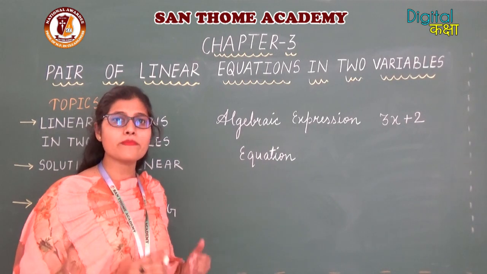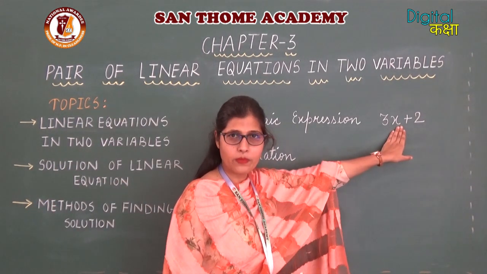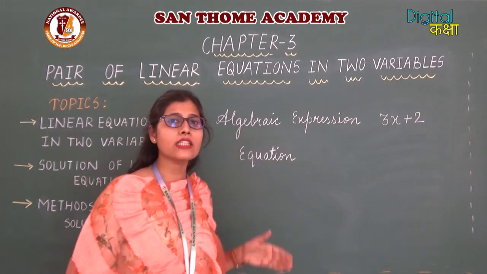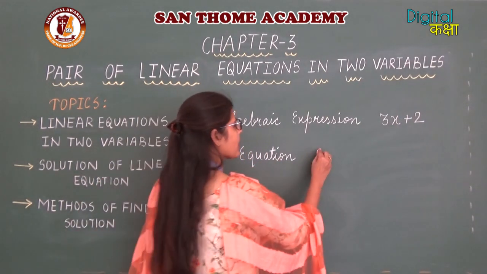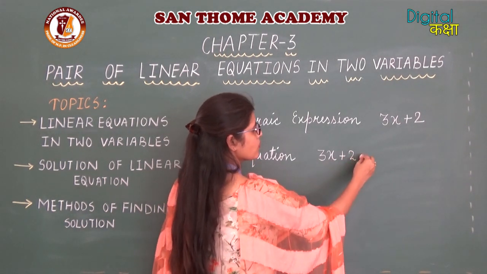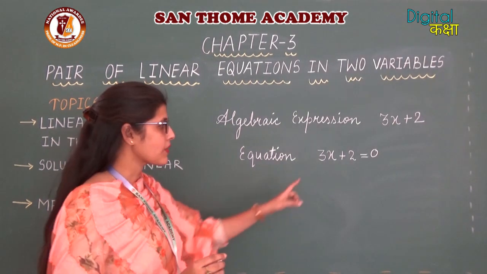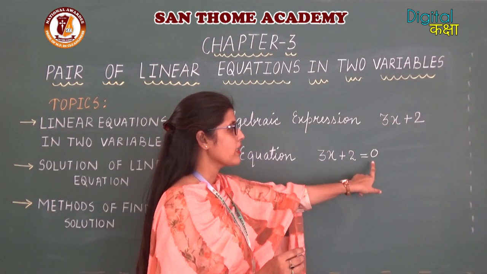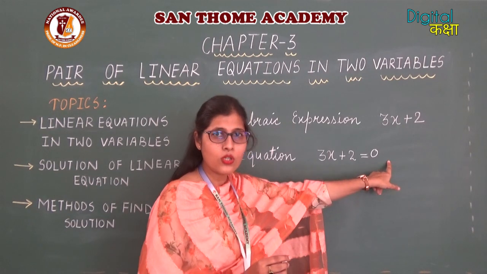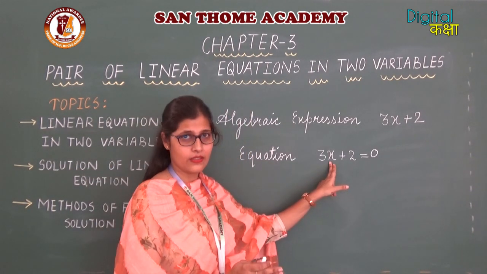Algebraic expressions become an equation. So let us take the same algebraic expression, which is 3x plus 2. If I am equating 3x plus 2 to equals to 0, I have equated 3x plus 2 equals to 0. So this will become an equation.